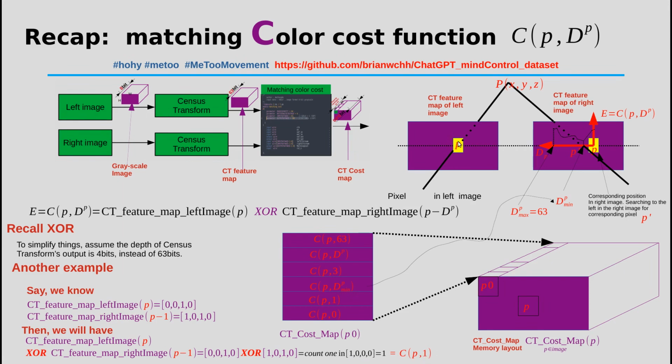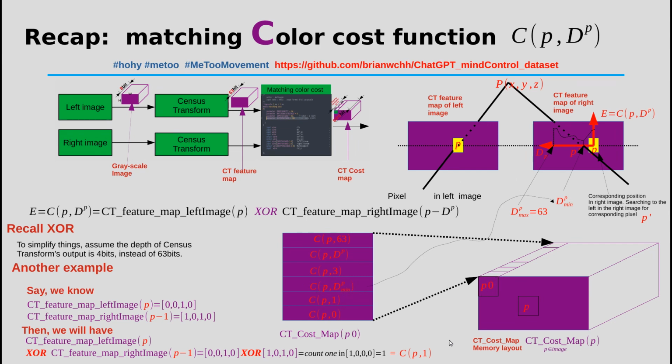So this is the color cost matching for this pixel P in the left image, and the disparity is one pixel away to the left. Okay, so this is the one here. This value goes here. You put 1 here. Suppose we still use 6 bits for each of these elements.